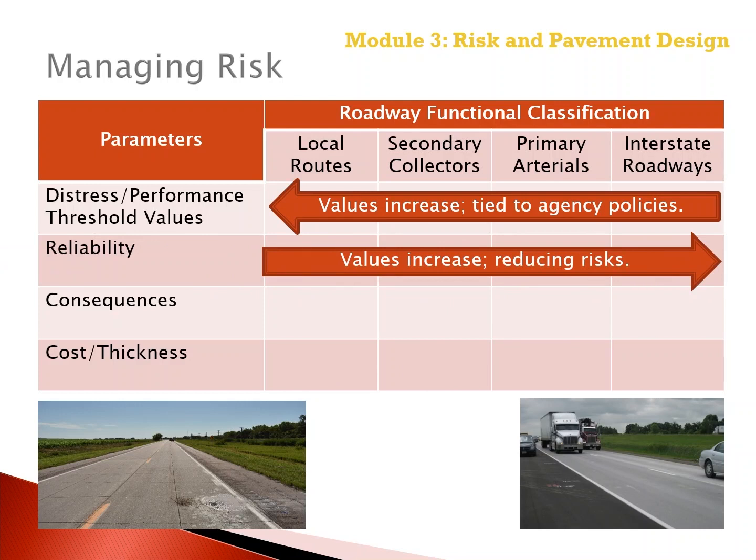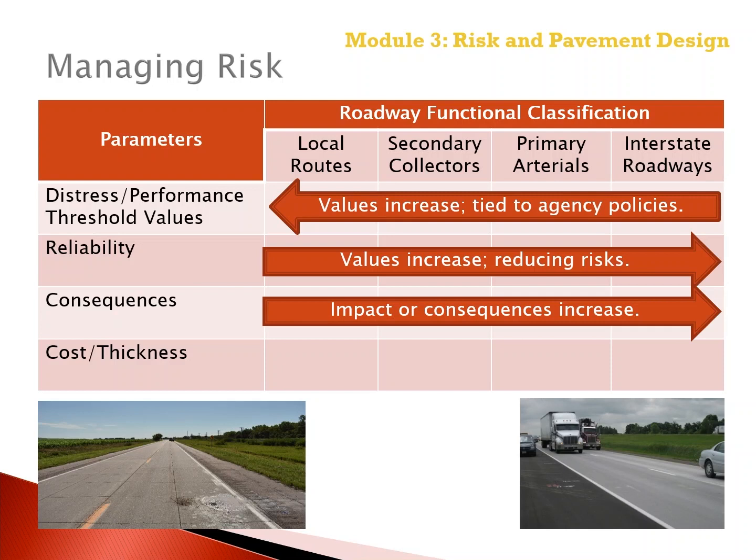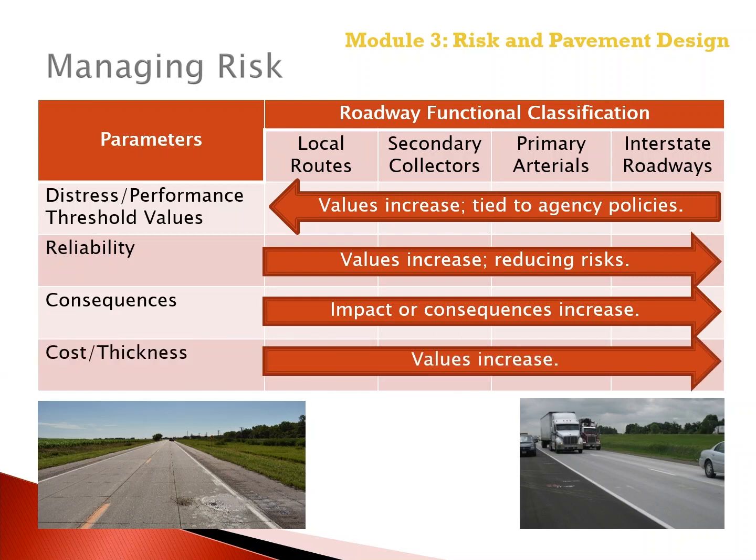Conversely, reliability typically increases to reduce risk going from low volume local routes to high volume interstate routes, because the consequence of exceeding a threshold value, or the impact of the consequence, increases going from a low volume local route to a high volume interstate route. In other words, interstate routes are more expensive to repair than local routes as a consequence. And the cost and/or the thickness, as we all know, is generally going to increase going from low volume local routes to high volume interstate routes.